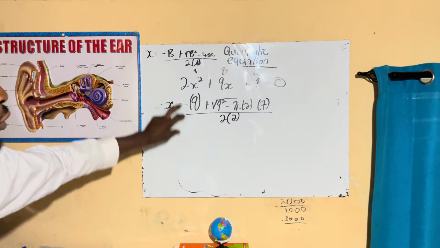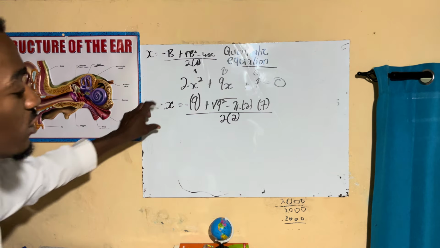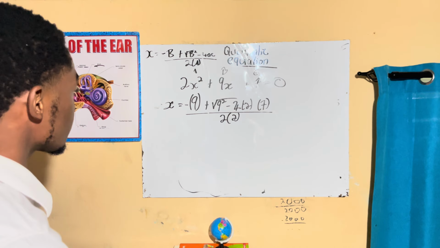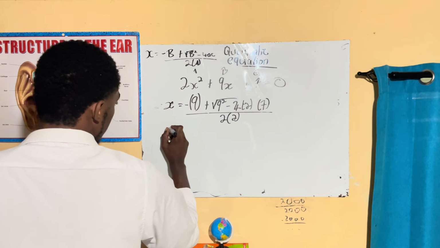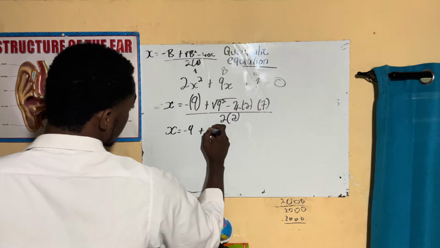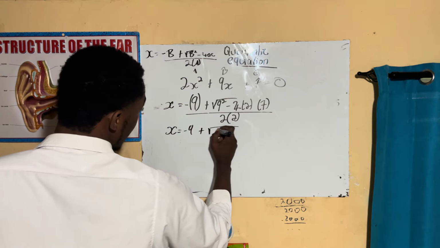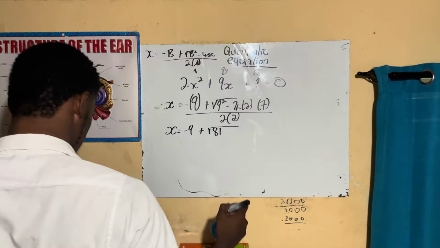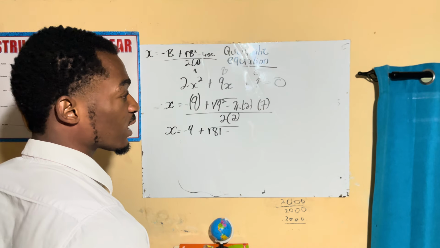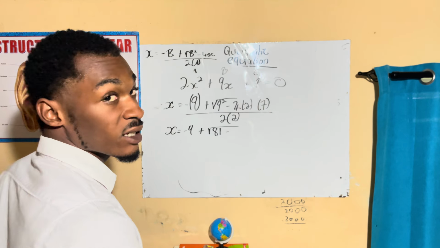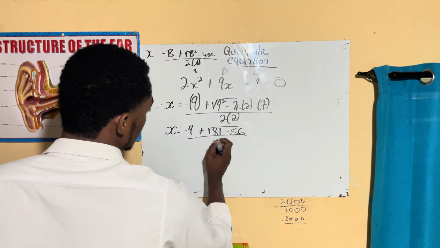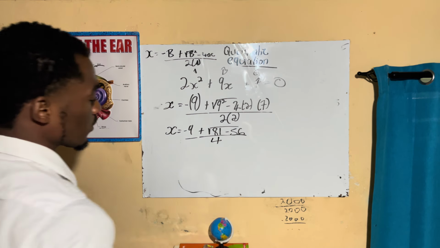So this is how it looks when we write it out. This is the numbers implemented just as the formula states above, right? So now x equals negative 9 plus the square root of 9 times 9, which gives us what? 81, right? Minus 4 times 2 is 8, and 8 times 7 is 56. And now 2 times 2, which is going to be 4, right?